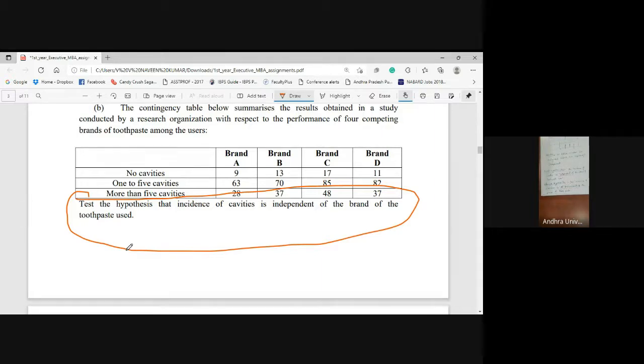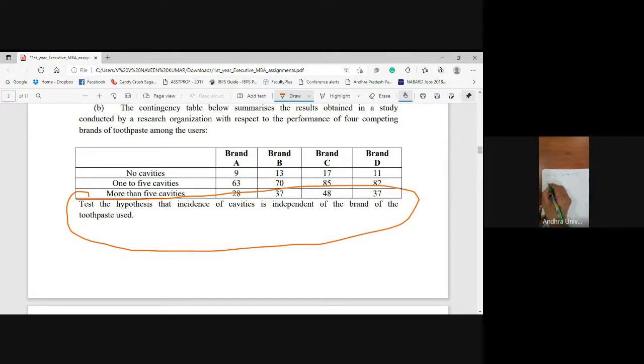Shall I move to the third step? Yes, sir. The third step is level of significance. If you see this question, level of significance is not given. That means risk level is not given. Generally, if risk level is not given, we will assume alpha is equal to 5%. And generally 5% is the standard risk level in testing of hypothesis.